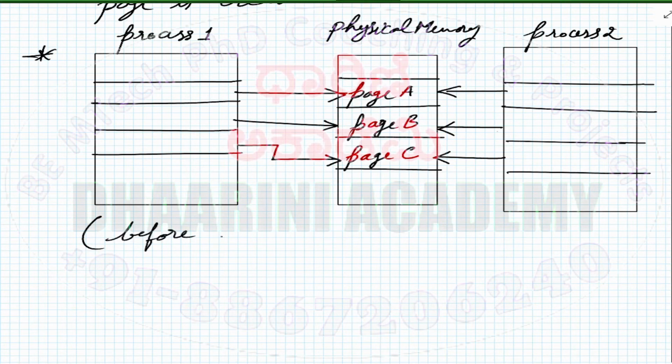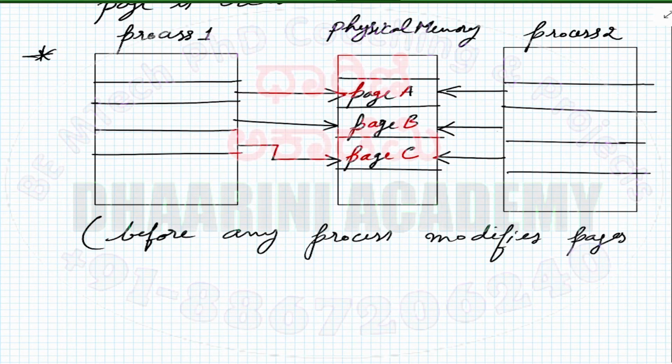In the next diagram we are going to see that one of these two processes, process 1 or process 2, tries to modify a specific page. Before any process modifies any pages, it's not yet modified, right? So we are considering this to be the initial condition. Now, in the second diagram, we are trying to write. Whenever somebody is trying to make a copy, what happens? That will be our next diagram.